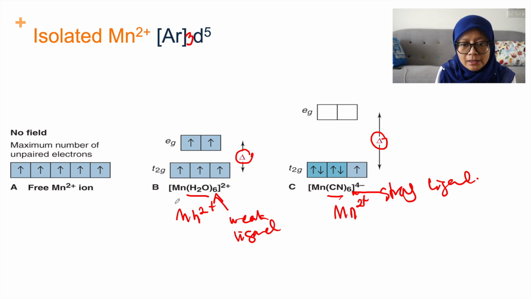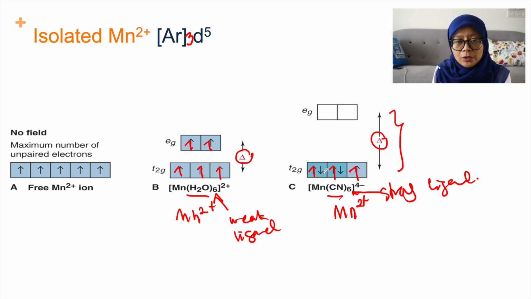So this is 3d5, so you need to fill up singly 1, 2, 3, and then because this gap is small, another 2 electrons can jump to the higher energy level. But in this complex, because you have the presence of a strong ligand, you need to fill up 1, 2, 3, and because of the high energy it is not easy for these two electrons to jump to the higher level, so they start to pair up, one here and also one here. So this is where we have the high spin, and this is where we have the low spin complex.